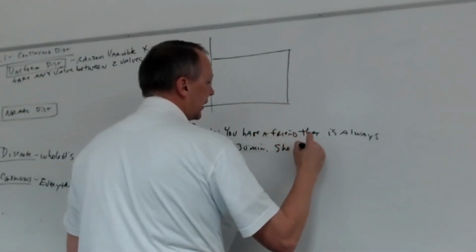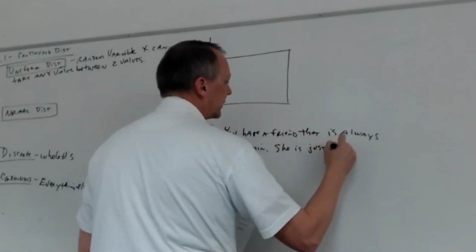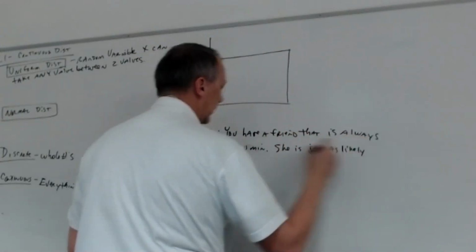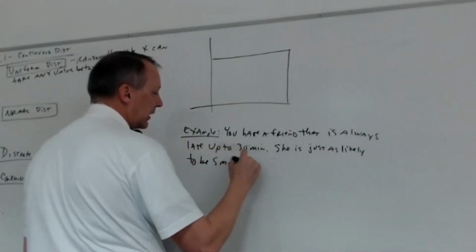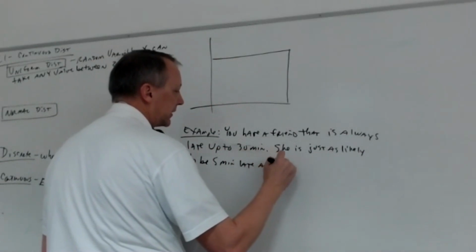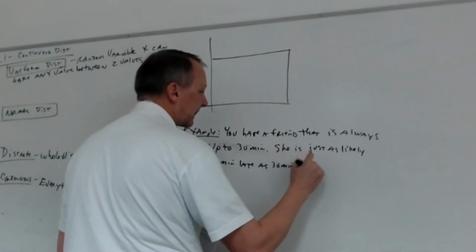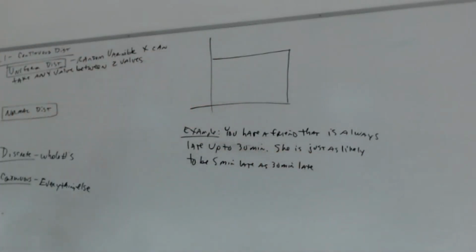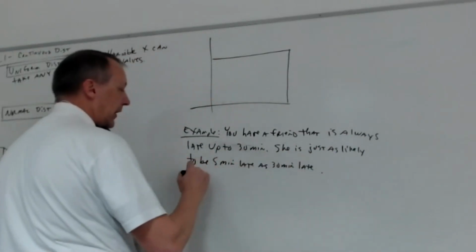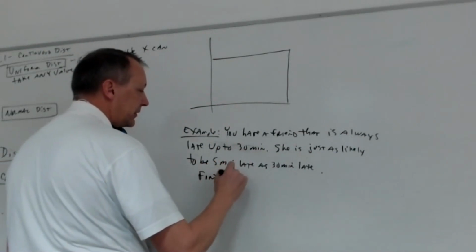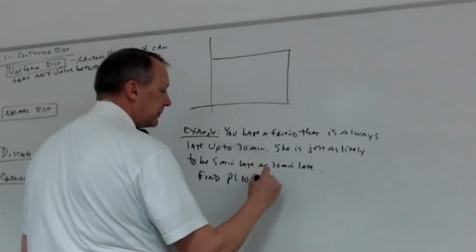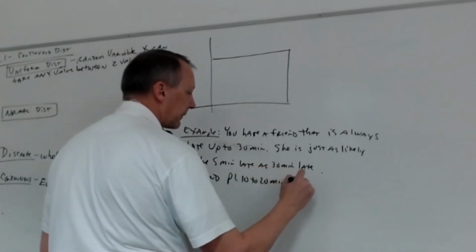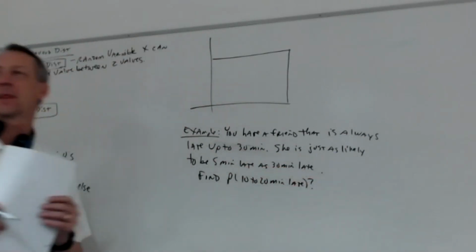Your friend is always late up to 30 minutes. And my wife's friend is more like an hour, but we'll just go with 30 minutes, okay? She is just as likely to be 5 minutes late as 30 minutes late. Okay? All right, so the last thing I want to do is say find the probability that she is 10 to 20 minutes late. Okay?